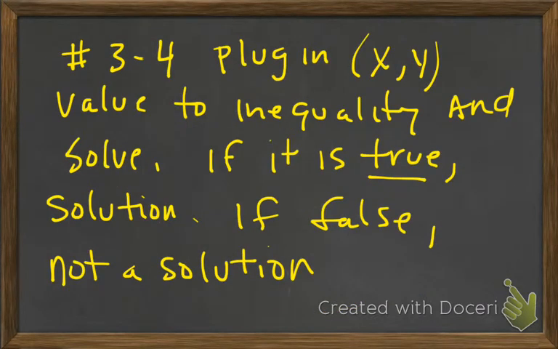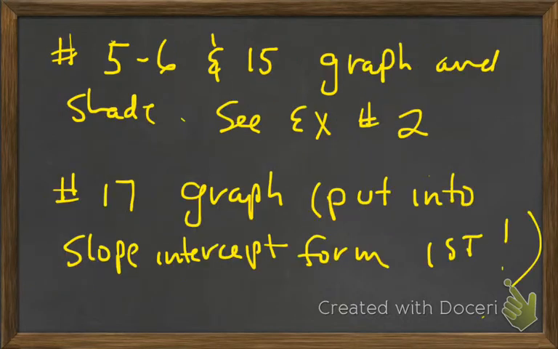For 3 and 4, you just plug in the ordered pair x and y into the inequality and solve it. If it's true, you have a solution. If it's false, it is not a solution.